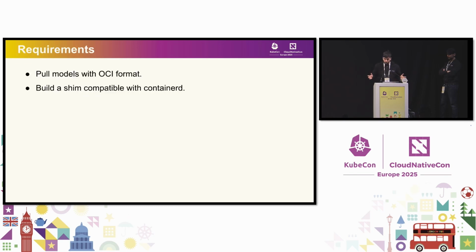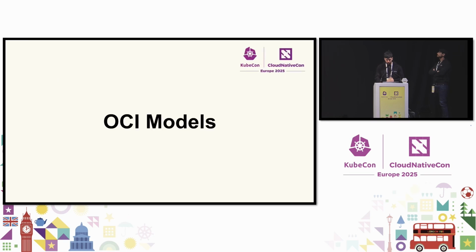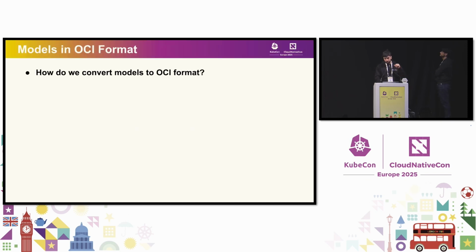And so the requirements that we have to build our custom container runtime, or our shim, are: we need to pull the models in an OCI format, and then we need to build a shim compatible with containerd. The first thing is, because we are putting a model in the deployment image, that image needs to be OCI compatible. So we cannot put the image directly from the Ollama registry because it's not compatible with the OCI format. So the question is, how do we convert models from the Ollama registry to OCI format?